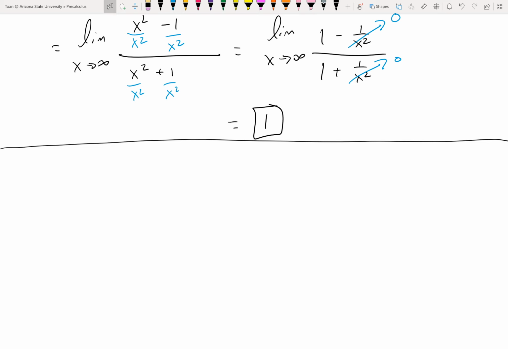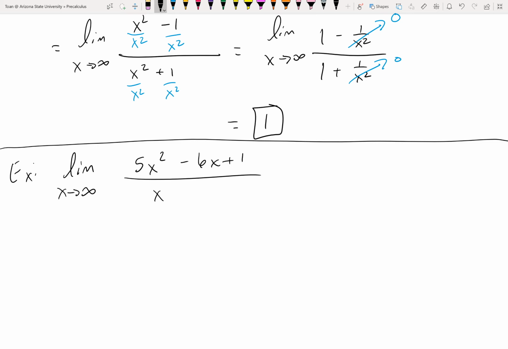So that's the general technique that you would use if you wanted to find limits at infinity. Just divide out the biggest exponent that you see. So let's just do another one here. Find the limit as x approaches infinity of 5x squared minus 6x plus 1 divided by x cubed minus 1.